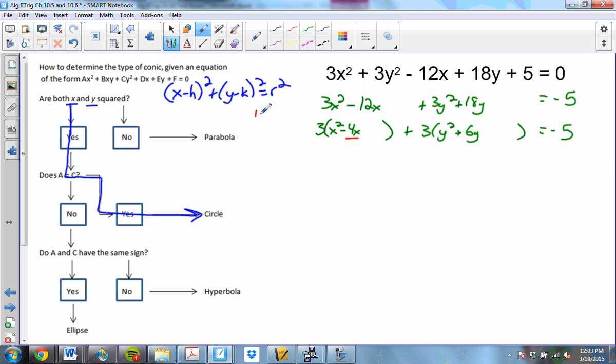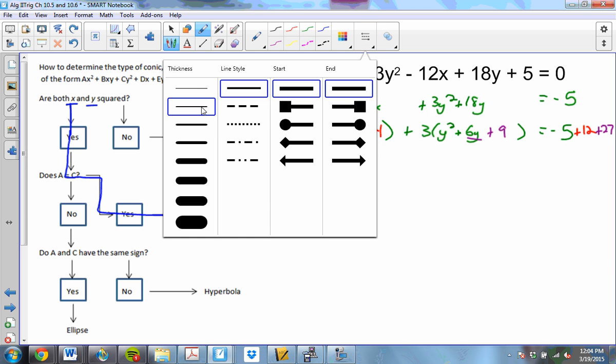Here my b value is negative 4. So b over 2 squared is actually positive 4, so I add a 4 here, which was really a 12. So it was 3 times 4. So I really added a 12 to both sides. On the other one, my b value is 6, so b over 2 squared is 9. I'm going to add a 9 here, which is really a 27. So, I'm going to stop for a second, make sure this all looks okay. Yep, I think that's fine. Complete my squares, see what happens.